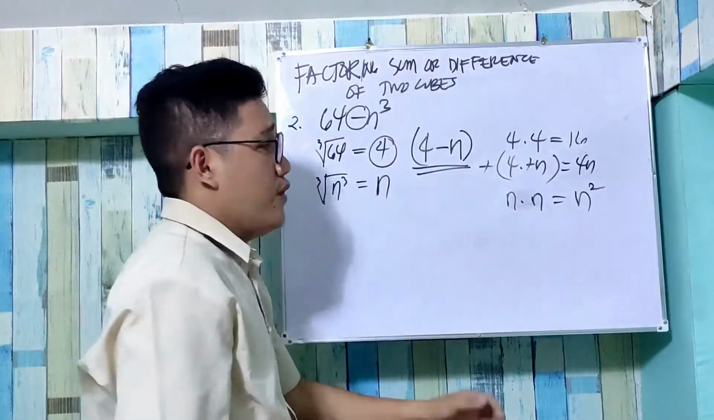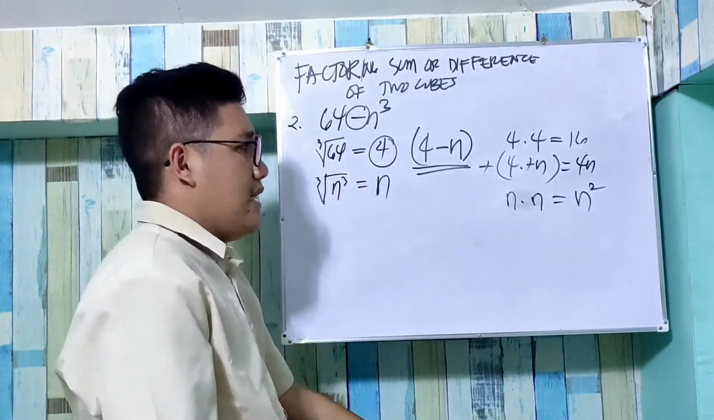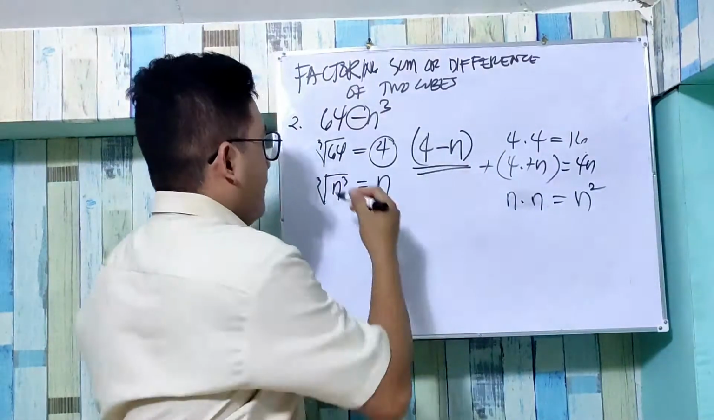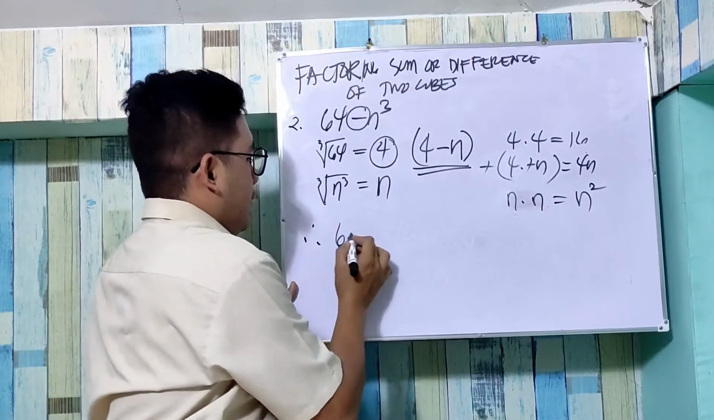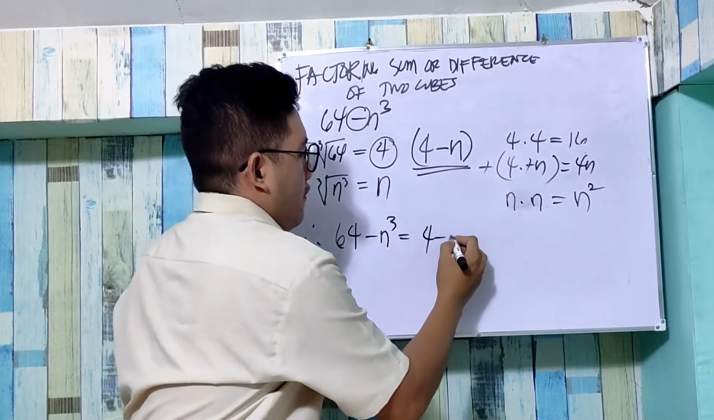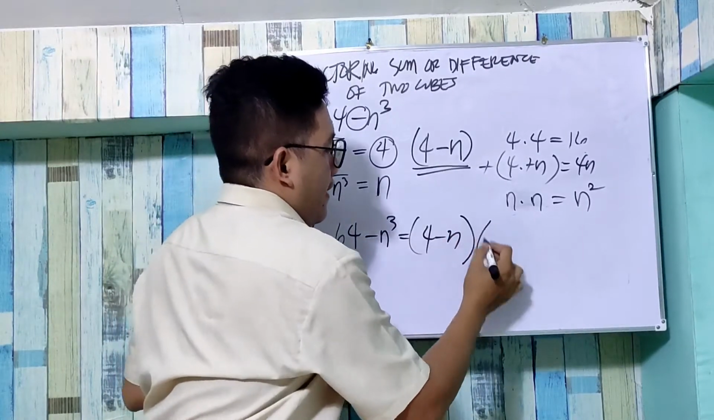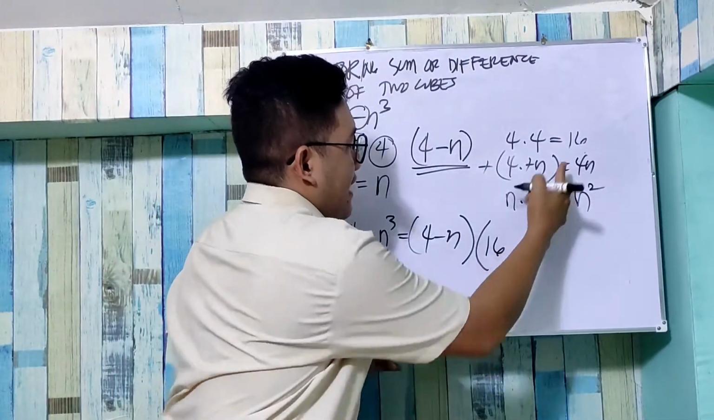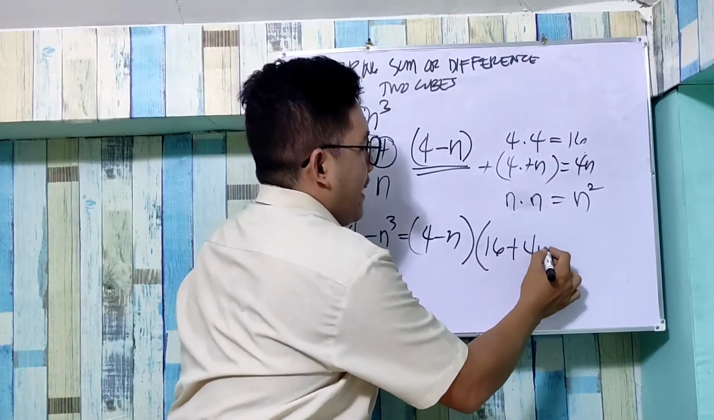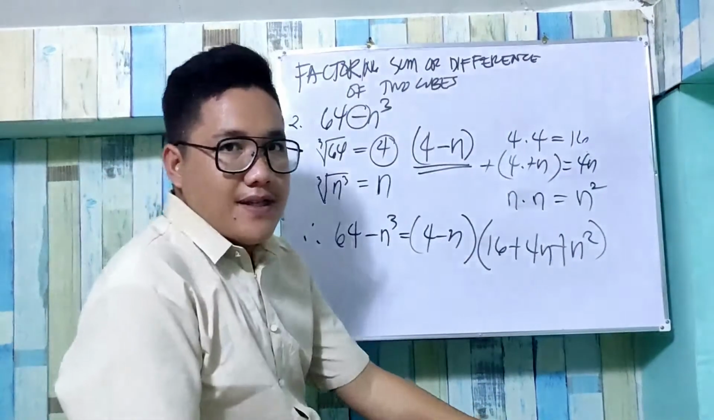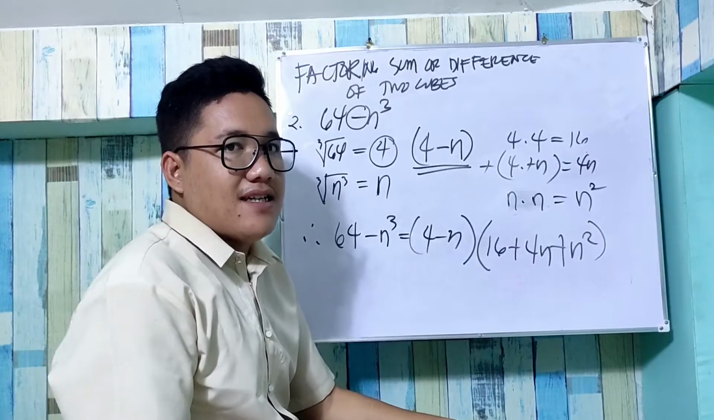So, no problem. We're going to use the negative n. Same pa din naman yan. So, n squared pa rin magiging sagot. So, therefore, the factor of 64 minus n cubed is equal to 4 minus n, the quantity of 4 minus n times the quantity of 16 plus 4n plus n squared. So, as simple as that.